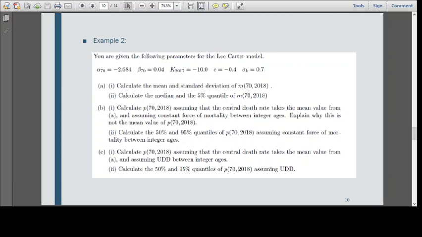As for part B, you want to find the 50% quantile and 95% quantile of P70 2018, assuming constant force of mortality in between integers. As for part C, it will be the same thing as part B, just that you want to find it using the UDD approach instead of the constant force of mortality.